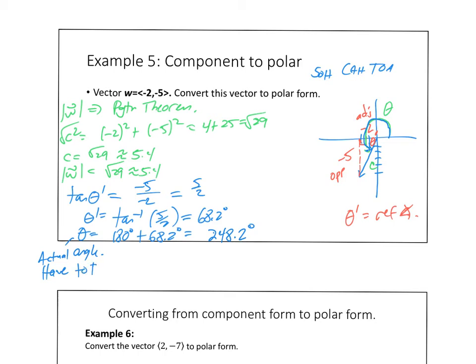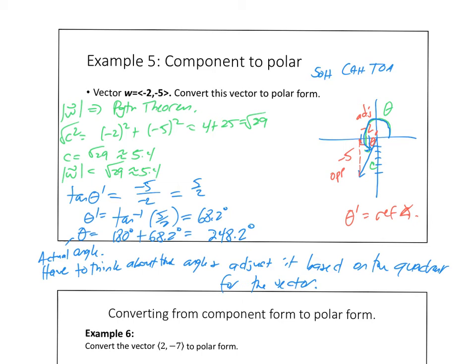So you have to think about the angle and adjust it based on the quadrant for the vector. So when we're in the first quadrant, what the calculator gives us is fine. When we're in a different quadrant, we will need to make an adjustment.